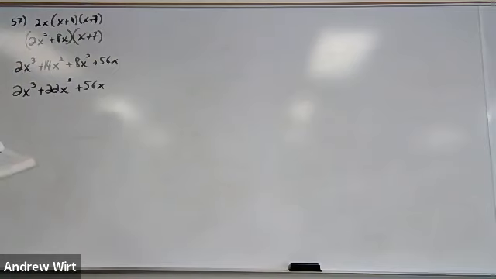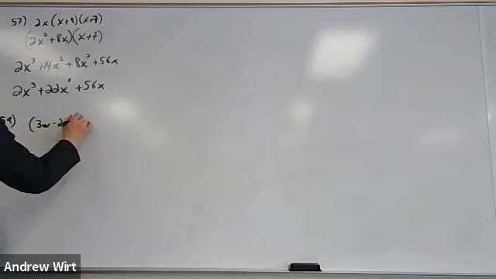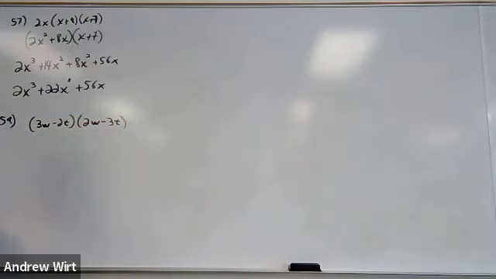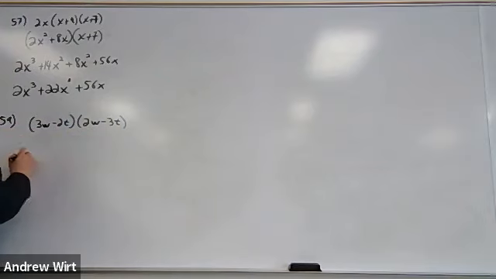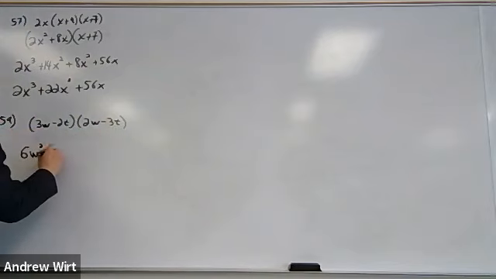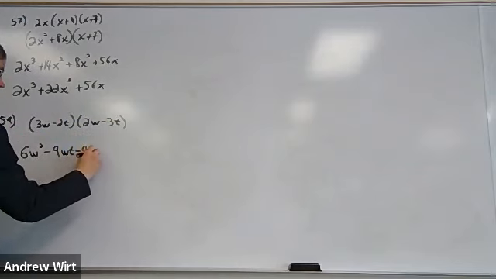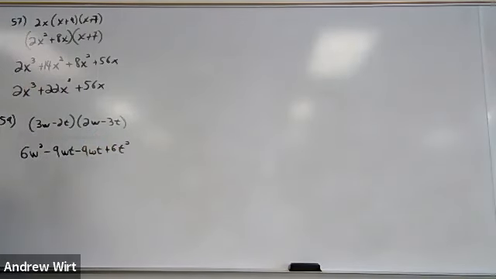Next up, 59. And we're FOILing again here. First, 3w times 2w, 6w squared. Outside, -9wt. Inside, -4wt. And last, plus 6t squared.